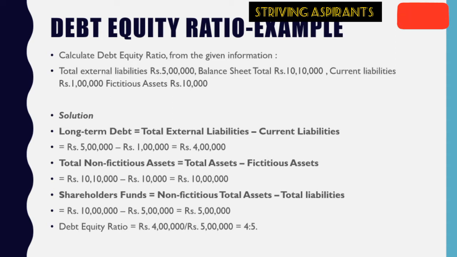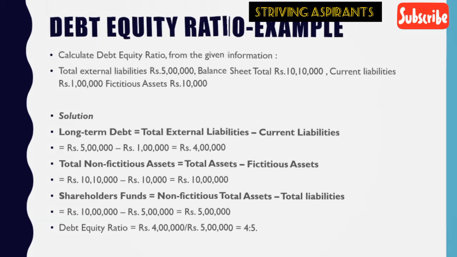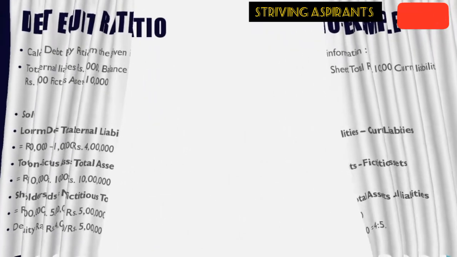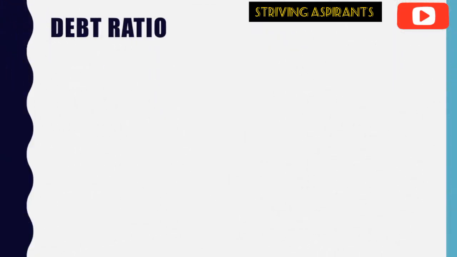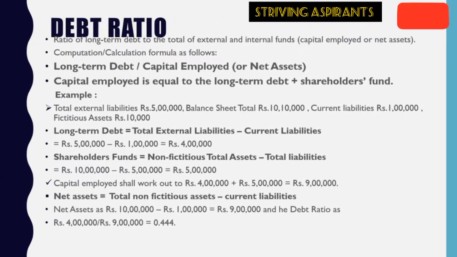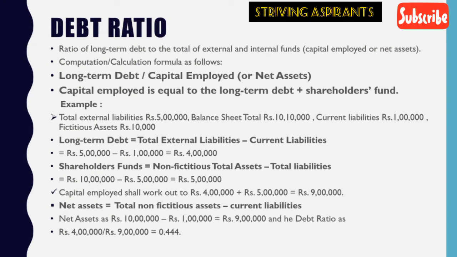The second ratio is debt ratio. Ratio of long-term debt to total of external and internal funds, that is capital employed or net assets. The formula for calculation is long-term debt divided by capital employed or net assets, and capital employed is equal to the long-term debt plus shareholders fund.